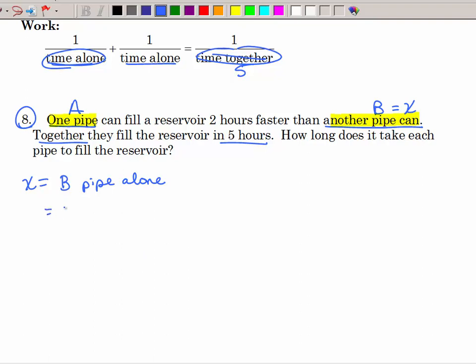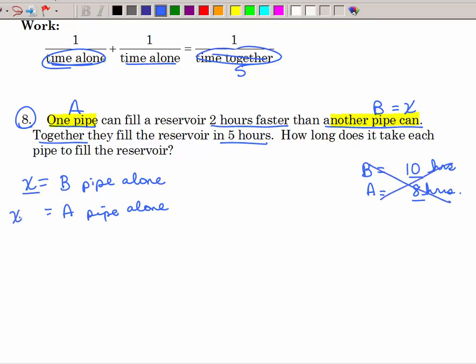Now pipe A, it says 2 hours faster. A lot of students get confused with that and they want to add 2, but let's just stick in some numbers. What if pipe B could do the job in 10 hours? Well, pipe A, if it's faster, that means it could do it in less time. Faster, less time. So we're going to subtract. Now remember, that's not the answer. I was just plugging in some arbitrary numbers. So if pipe B is X, 2 hours faster would be X minus 2.